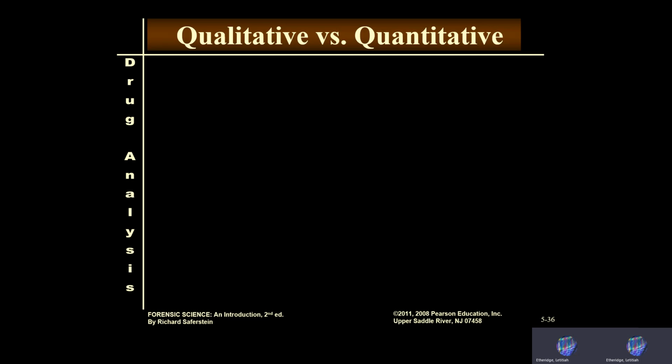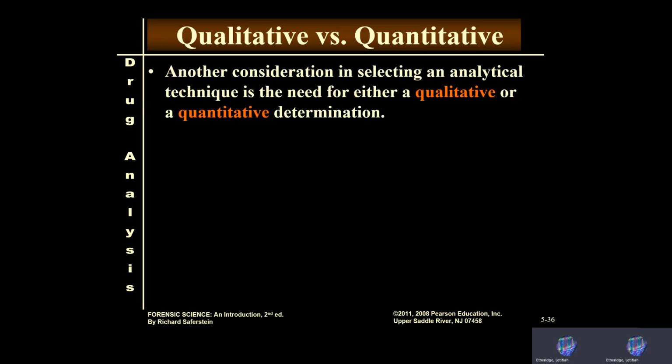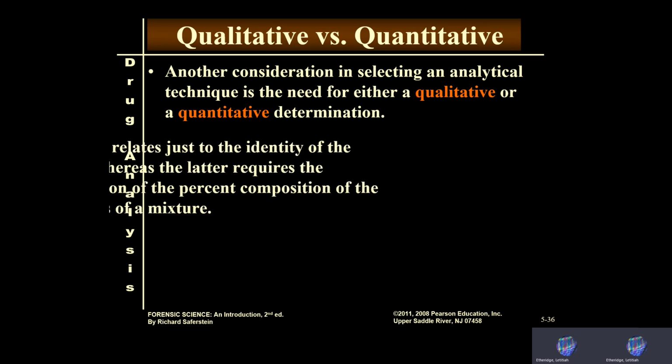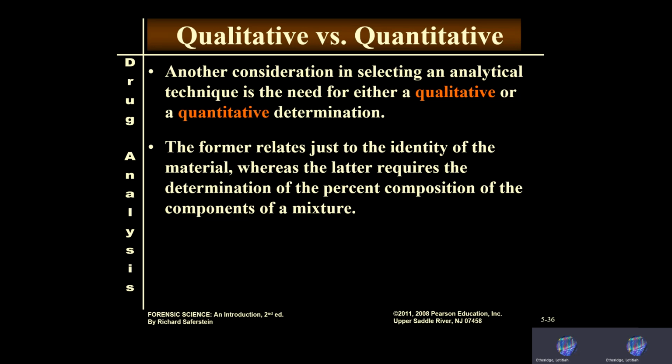So there are two terms which are really important when we start talking about this individual identification. They are going to be qualitative or quantitative. So this is another technique that you can use, but you're going to need to know what that means. When we talk about the definitions, qualitative is going to refer to the identity of the material. Quantitative is going to relate to the percent composition in that particular mixture.